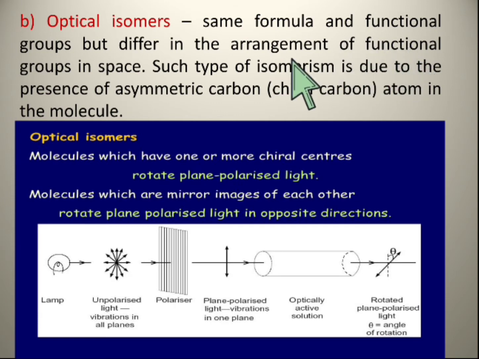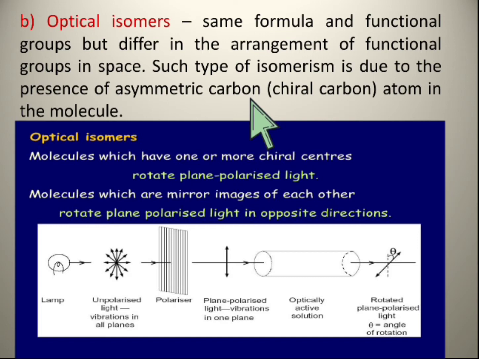So coming to the optical isomers, these isomers again have the same formula and functional groups, but they differ in the arrangement of functional groups in space. Okay, so the arrangement of functional groups in space is different, and such isomerism is due to the presence of a particular carbon atom, which is referred to as an asymmetric carbon or a chiral carbon atom in the molecule. Alright, due to the presence of this chiral carbon atom.